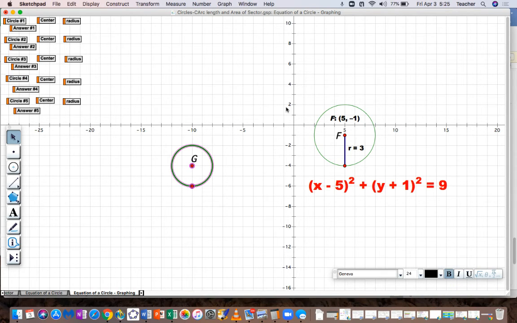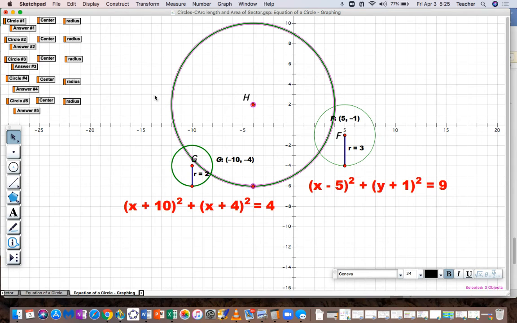All right, this one right here, this is quadrant 3. So if I have something in quadrant 3, that coordinate is going to be a negative, negative coordinate. So that center is going to be negative 10, negative 4. So in a negative, negative quadrant, I'm going to have x plus something squared and y plus something squared. So both of those are going to be positive. So I have x plus 10 squared plus y plus 4 squared. And the radius is 2, and 2 squared is 4. So there's the equation for that one. All right, one more.